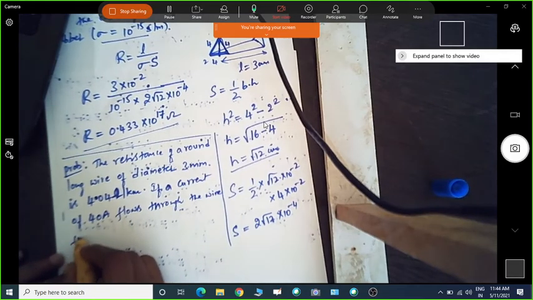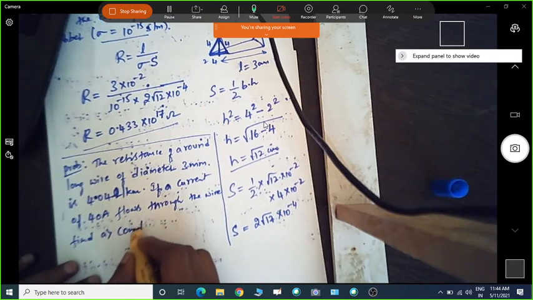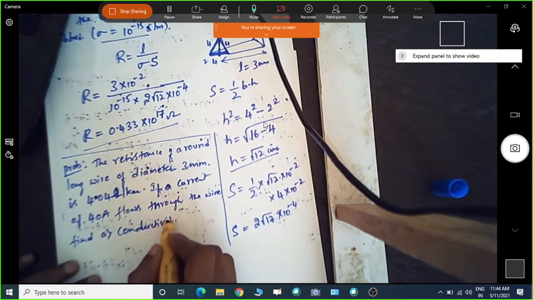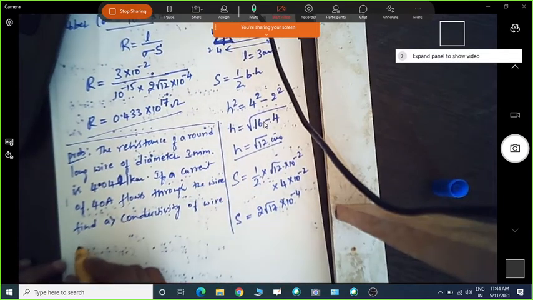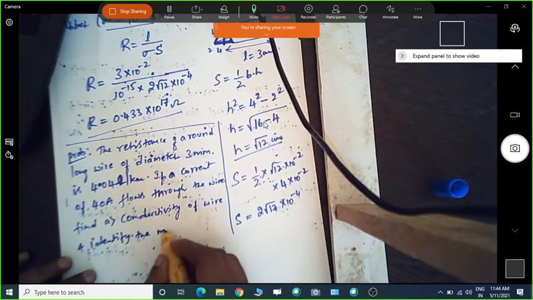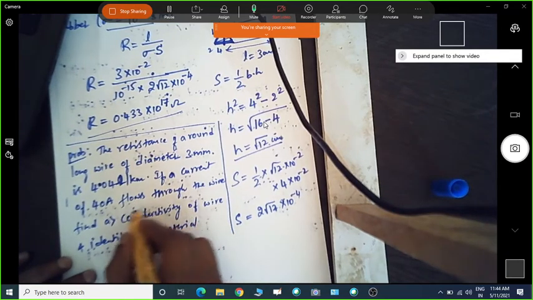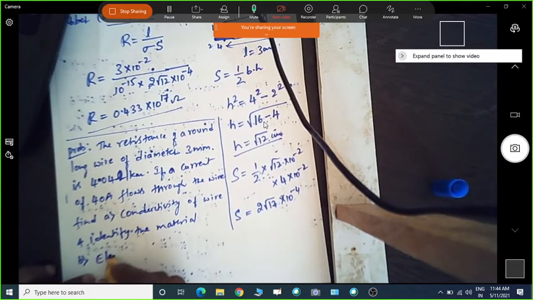Find, first, the conductivity of the wire. And also you need to identify, after calculating, the material which has this much conductivity. Okay, and second, you have to find out the electrical current density.